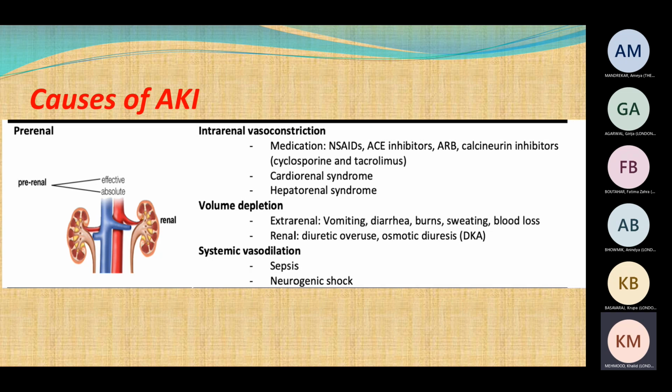The other causes are volume depletion, which is again an extrarenal cause, like severe vomiting, diarrhea, or maybe a burn case. There could be some renal causes if we use lots of diuretics. It could be an overuse of diuretics, or it could be osmotic diuresis. Systemic vasodilation, which could be sepsis, and it could be a neurogenic shock.